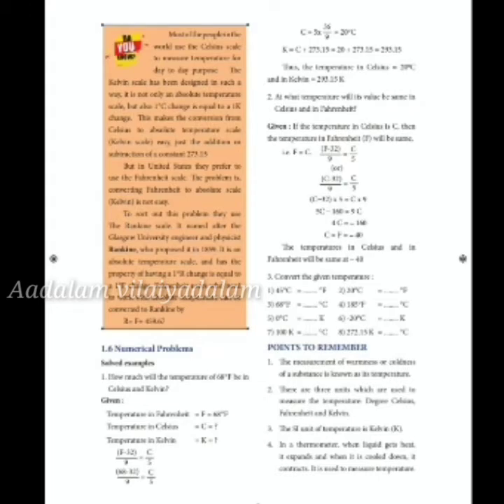See, how much will the temperature of 68 degree F be in Celsius and Kelvin? Now you have to solve these problems using the relationship given in the previous page. (F minus 32) by 9 is equal to C by 5. You have to just write the values which are given and which values have to be found out. First, you have your temperature in Fahrenheit. You have to calculate it first in C. Then from C, you will use the formula of K and you will find out the temperature in Kelvin also.